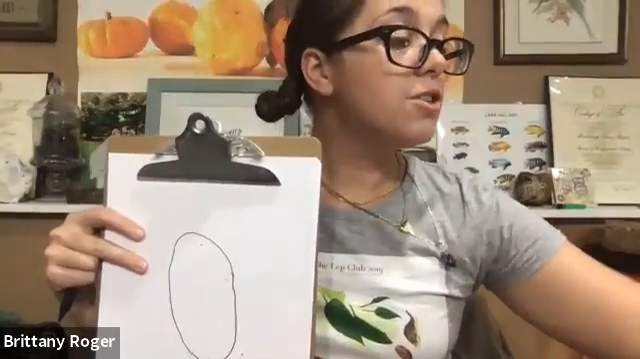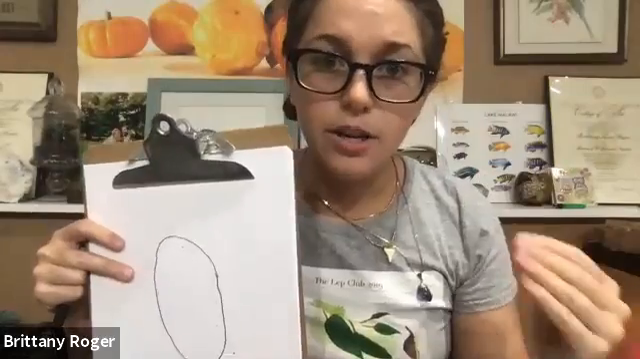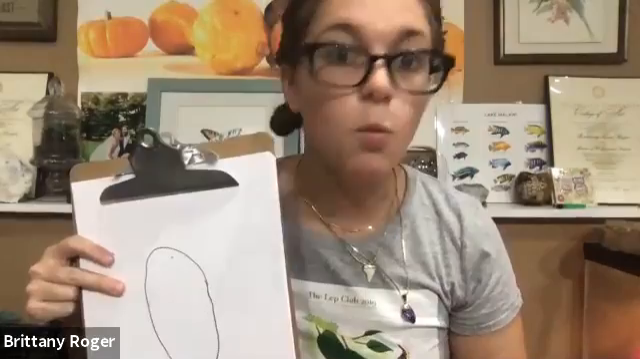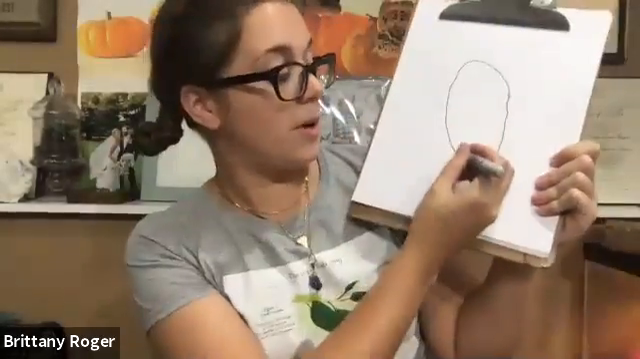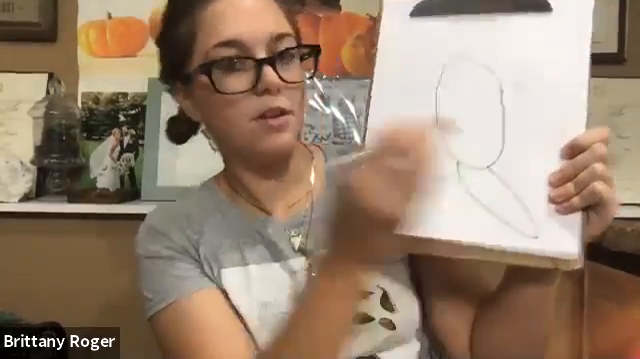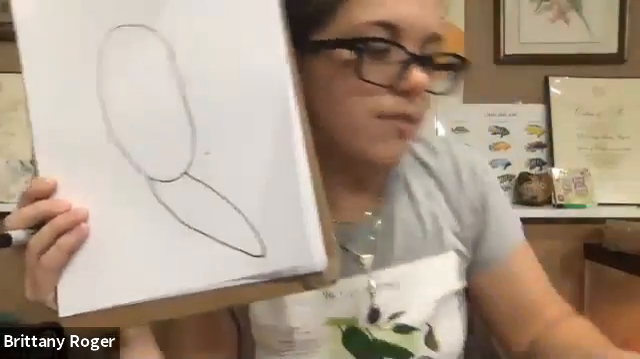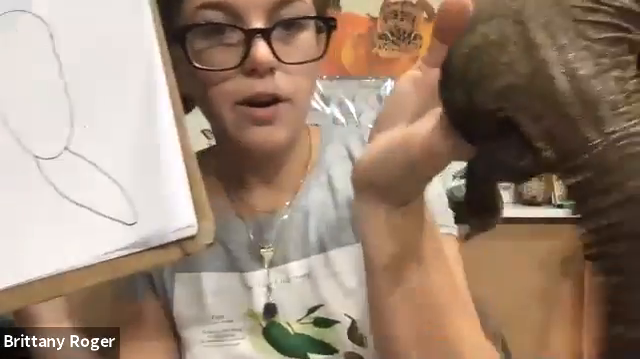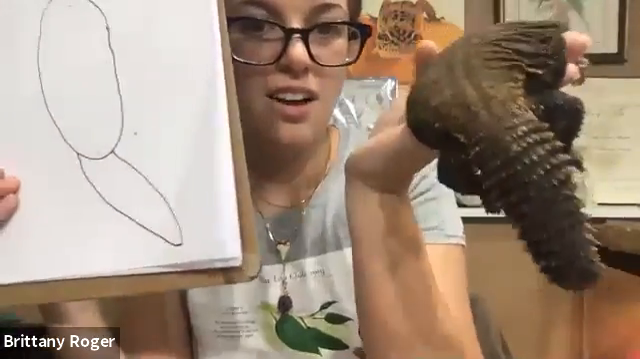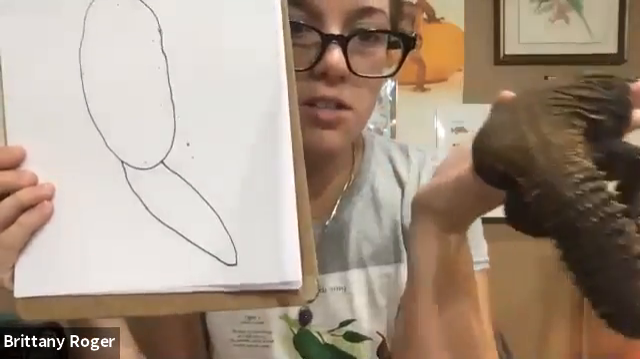We want to start with the outline, not the details. It could get really tricky to try to draw all those spikes on her tail in one shot. So I'm just going to do her tail, the outline of her tail. It is very triangle-y, but it also has a really rounded edge to it. So it's like a triangle oval mix.